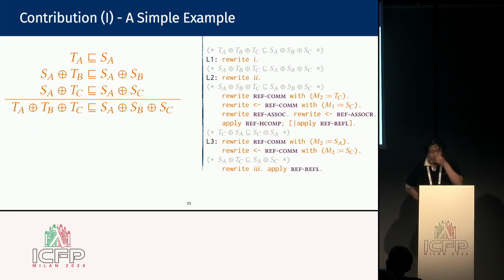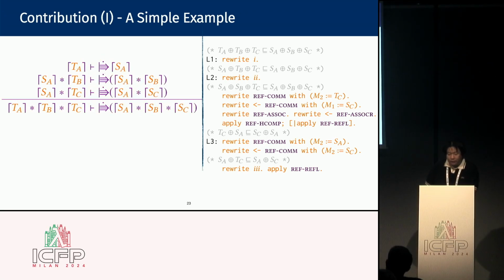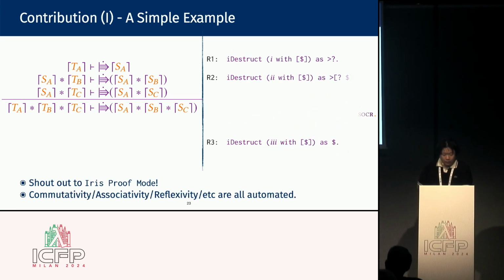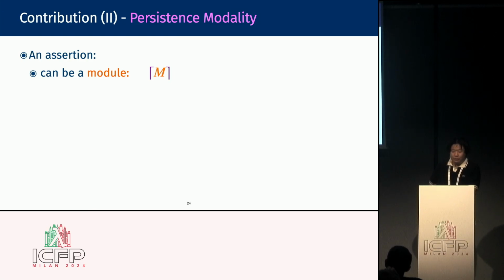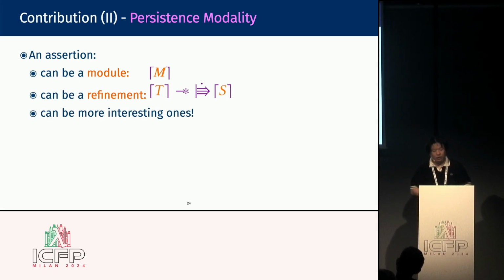Now, coming back to the previous example, let us first embed all the refinement judgments into separation logic. Now, the composition proof of this using Iris proof mode is much simpler than before. All the tedious steps involving commutativity, associativity, horizontal compositionality, etc., are automatically handled by Iris proof mode. With contribution 1, we have seen why this embedding is practically useful. Let us see a more interesting benefit of this embedding with contribution 2. So far, all the separation logic assertions were just a module. But an assertion can actually be a refinement, and even more interesting ones.